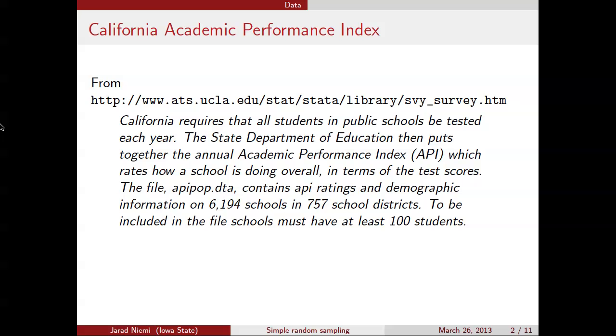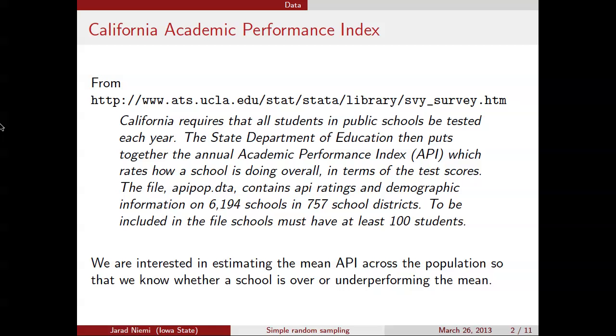And the variable that we're going to be interested in for the purpose of this lecture is the academic performance index. All right. What's that? This data was just on the site. Yep. Okay.